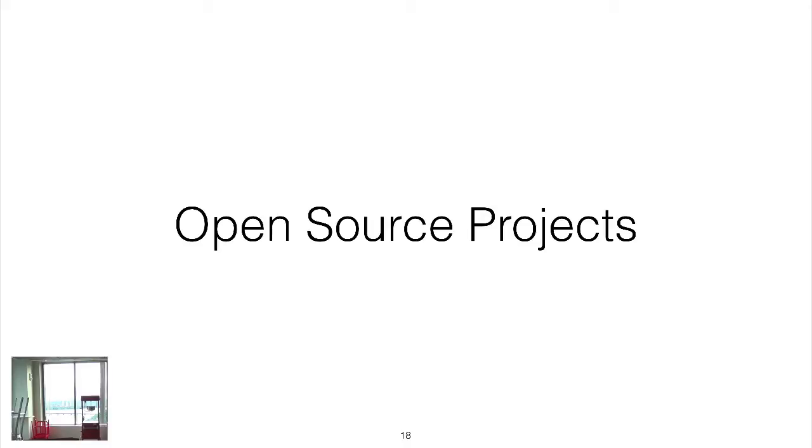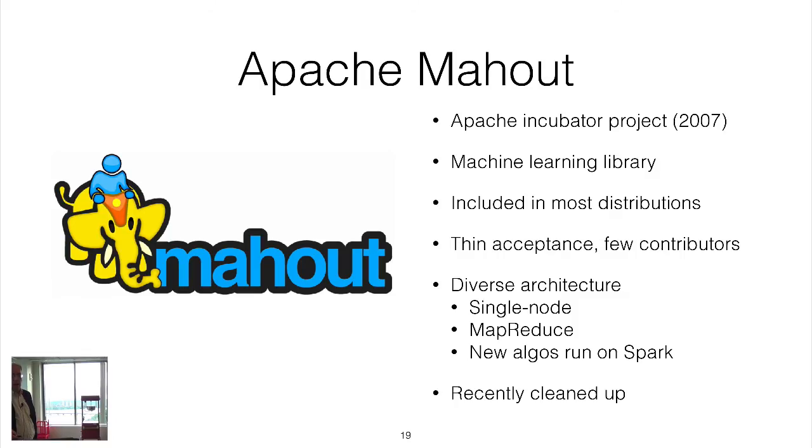So let's move on to specific products and projects, beginning with open source projects. I was disrespectful to Mahout earlier, so I'll make it up. Let's start with a little background. Mahout is still an incubator project, started in 2007. It is a machine learning library. It is included in most, if not all, Hadoop distributions, and all the distributors claim to support it, although given that it is thinly used, the level of support is low. There's one guy at Cloudera that provides essentially all of the Mahout support.